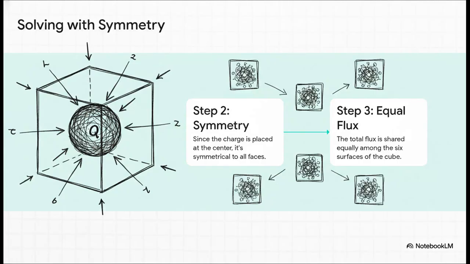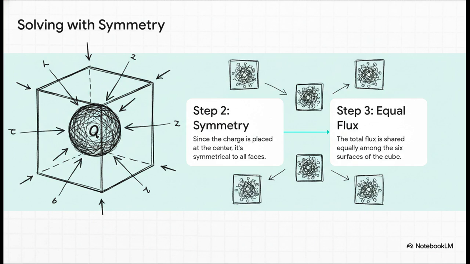Let's walk through it. Step 1. Use the right tool. We see a cube, we see symmetry, we grab Gauss's law. We imagine the cube itself is our closed surface. The law tells us the total flux coming out of the whole cube is simply the charge inside, Q, divided by a constant. Done. That's the total.